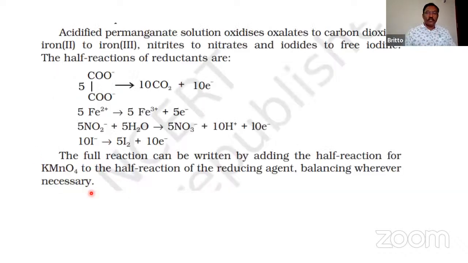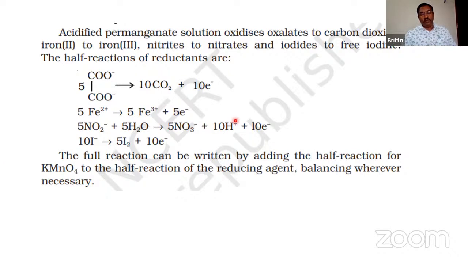Now just like potassium dichromate, potassium permanganate is also used in many reactions. It oxidizes so many things, and estimations can be done with permanganometry, using potassium permanganate as the oxidizing agent. Okay, so oxalate ion is oxidized to carbon dioxide, iron 2 to iron 3, nitrite to nitrate, iodide to free iodine. They have given these half reactions, and here it is an oxidation reaction.